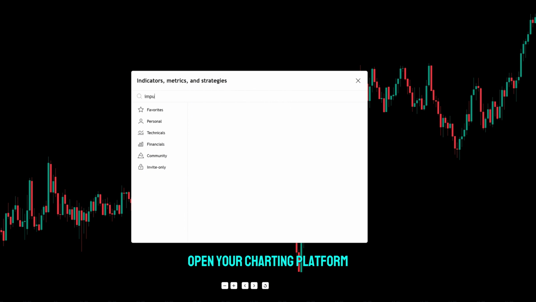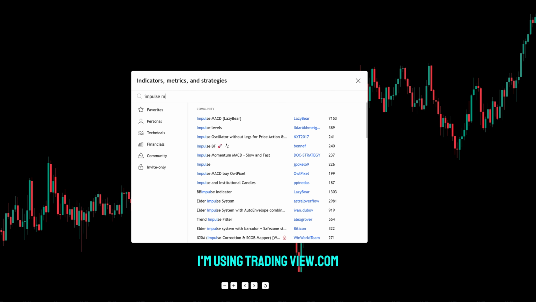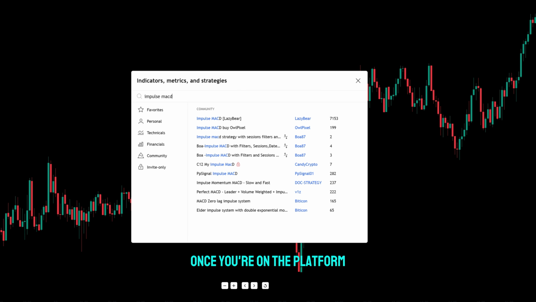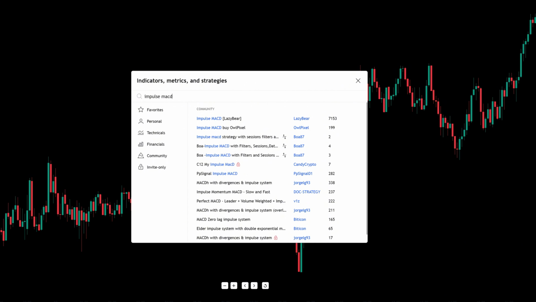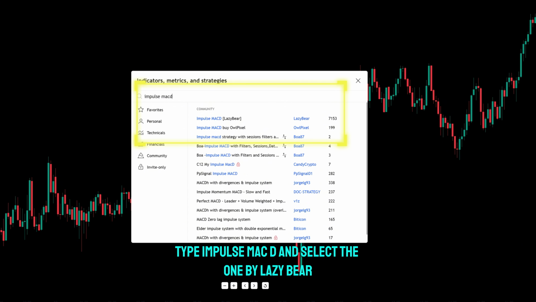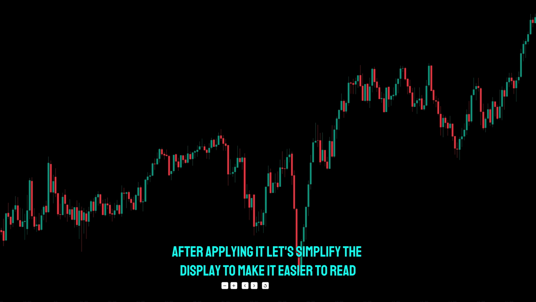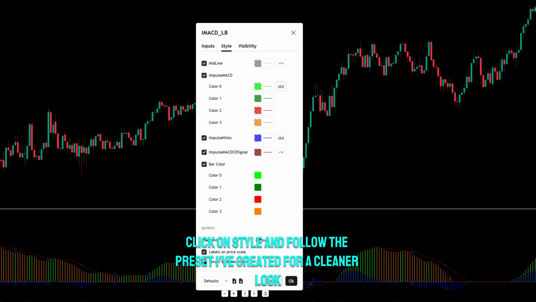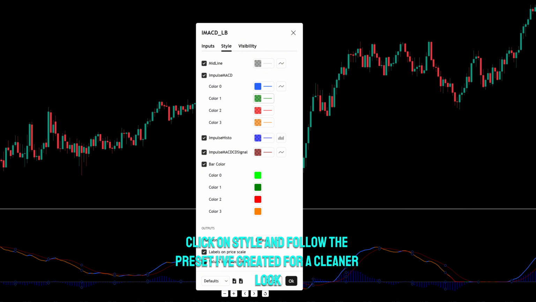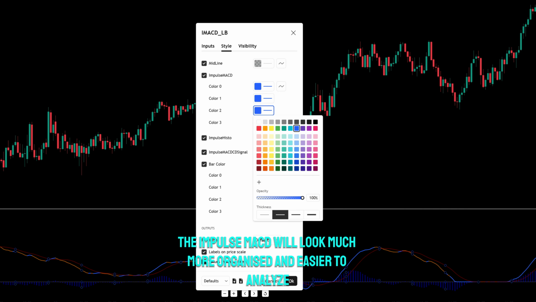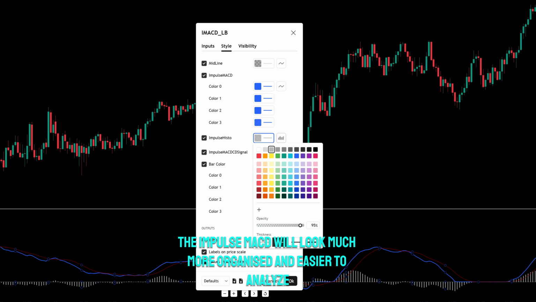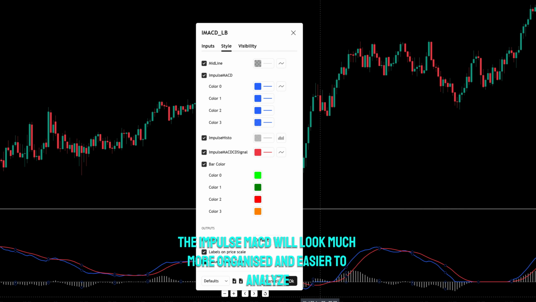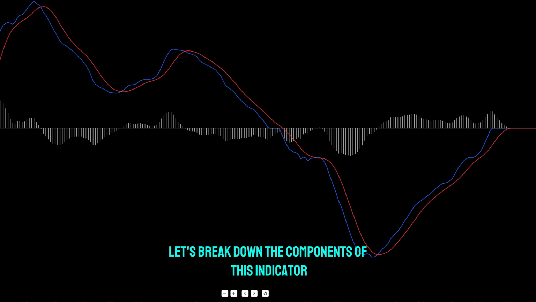Open your charting platform. I'm using tradingview.com. Once you're on the platform, head to the indicator section, type Impulse MACD and select the one by Lazy Bear. After applying it, let's simplify the display to make it easier to read. Go to the Settings tab, click on Style, and follow the preset I've created for a cleaner look. Now, the Impulse MACD will look much more organized and easier to analyze.